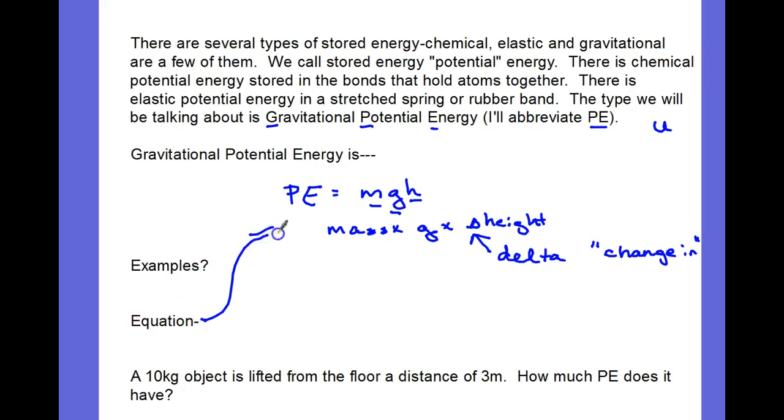A 10 kilogram object is lifted from the floor a distance of 3 meters. How much potential energy does it have? Well, potential energy equals mgh, and that equals the mass, 10 kilograms, times gravitational acceleration, which I use 10 meters per second squared. And the change in height, I lifted it from a 0 point up to 3 meters, so the difference in height is 3 meters. 10 times 10 is 100 times 3 is 300 joules. So 300 joules of energy.